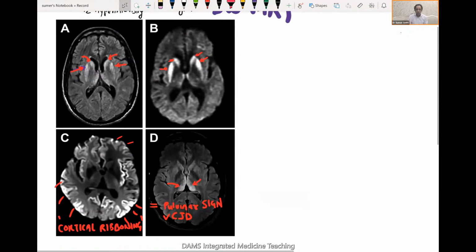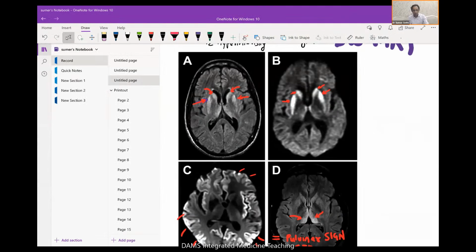So these are the things to keep in mind, that when you have a typical clinical history and you have an MRI showing you cortical ribboning or basal ganglia hyperintensity, especially in the caudate and the putamen, or pulvinar hyperintensity, thalamic hyperintensity, we think of CJD as a diagnosis. And I'll ask Dr. Achin to take it forward from here. Thank you, sir.